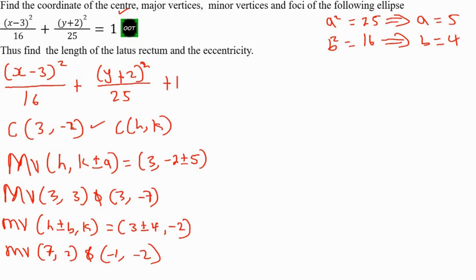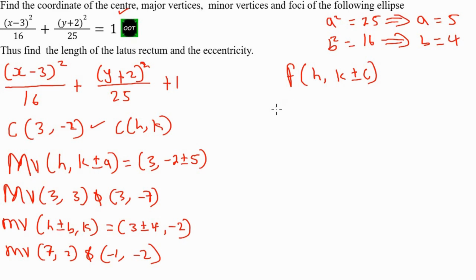Please, if you're following, that's how you can easily solve problems on ellipses. For the foci, since it's a vertical orientation ellipse, the foci will have its value along the y-axis. And also, since it's not centered at the origin, the value along the x-axis will not be 0. Instead, it will be h, the value of k plus or minus c.